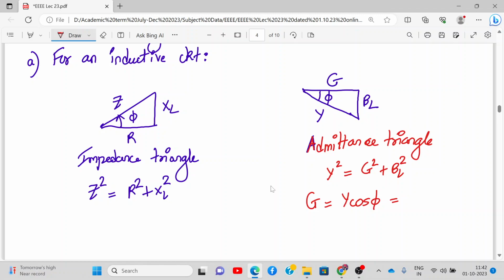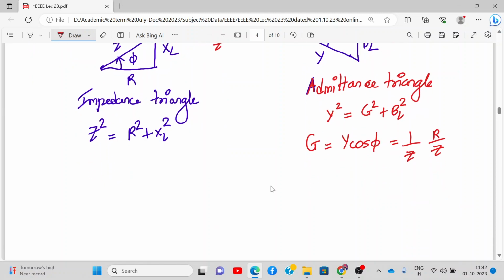Yes or no? What is Y given by? Y is 1 upon Z, correct? And what is cos phi from this diagram? It is basically R upon Z. So let me write cos phi as R upon Z. Y is 1 upon Z. I am writing in this form. So G is R upon Z square. That will be R upon R square plus XL square. Okay, so G I have written in this form.